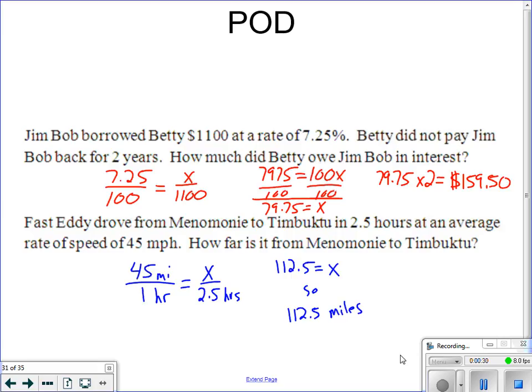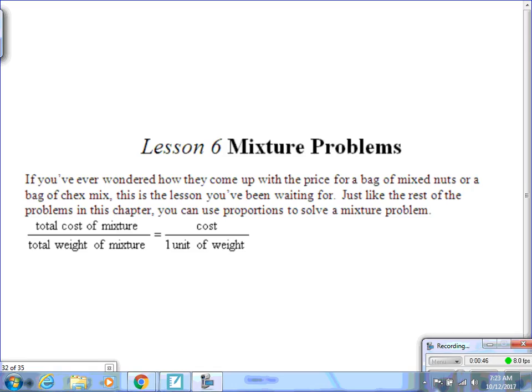All right, here are the answers for the problem of the day. If you have any questions on the work or why something was done, feel free to ask me. Otherwise, just make sure you got them here and we'll move on and start the lesson.